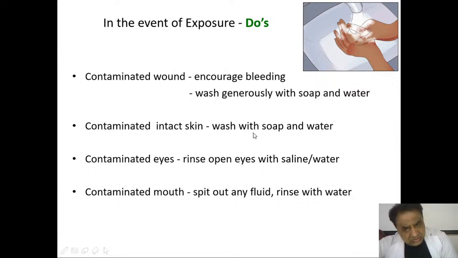Then intact skin, you can wash with soap and water. Eyes, rinse with saline or water. You can't use soap, it will burn. Just use saline or water to rinse the eyes. Mouth, spit out the fluid and rinse copiously.